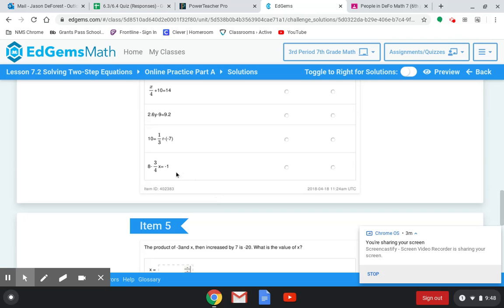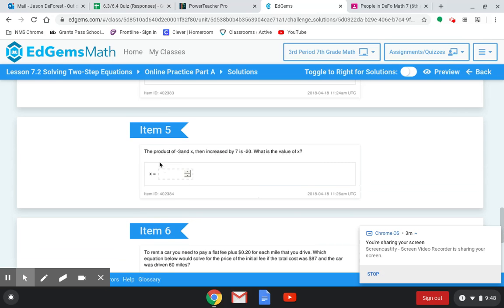And then here we go here. We're going to do 8 minus 3/4 x equals negative 1. So 3/4 of 8 is 6, and 8 minus 6 is 2. So that must be 8. It has to be less than 8.